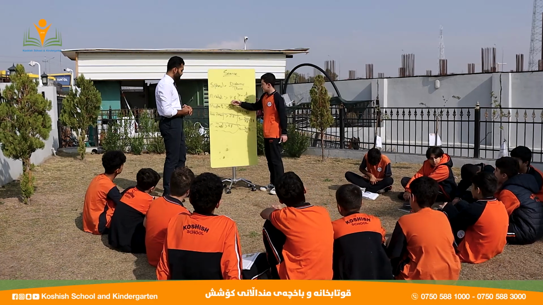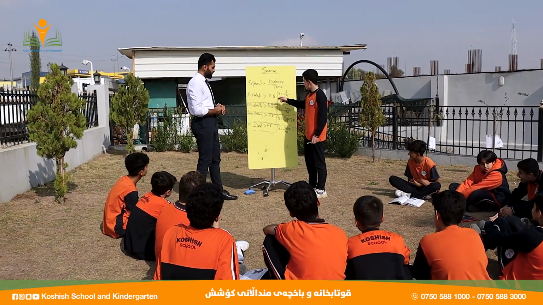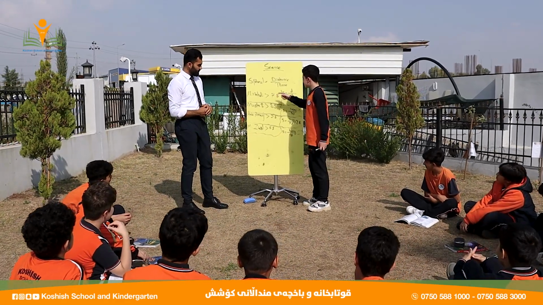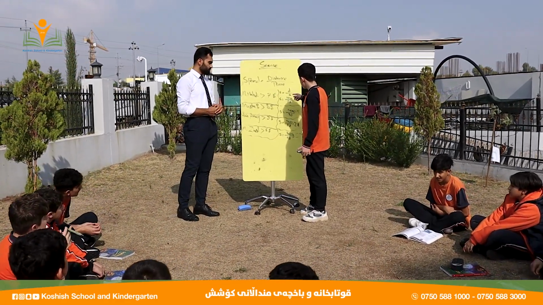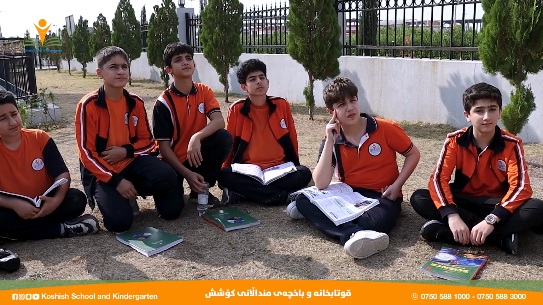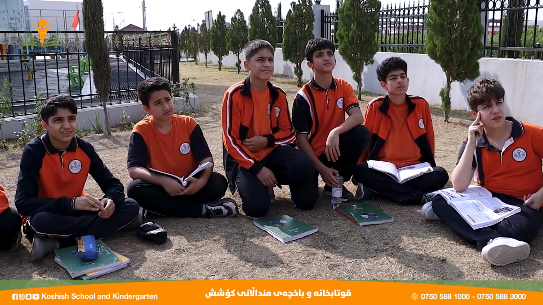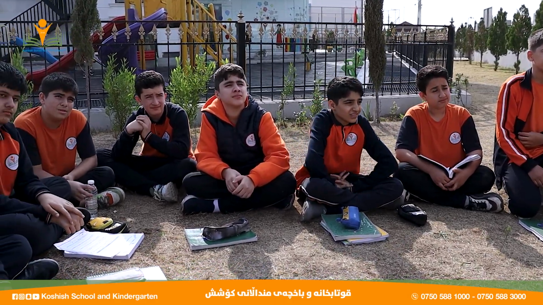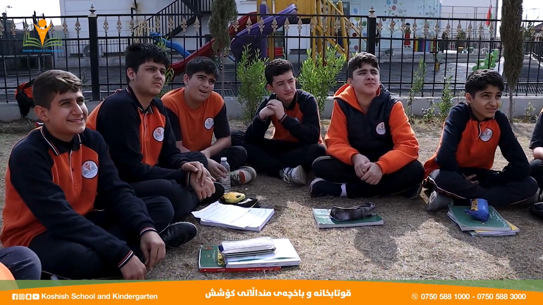So first we got Muhammad Mahdi. Muhammad Mahdi ran 14 meters in 7 seconds. So we're going to say his speed equals 14 meters over 7 seconds. It equals 2 meters per second. It means he can run 2 meters per second.